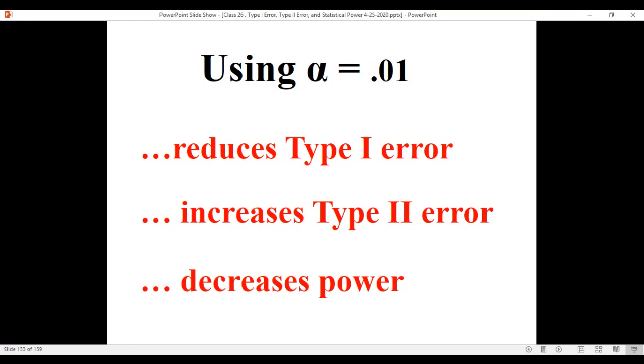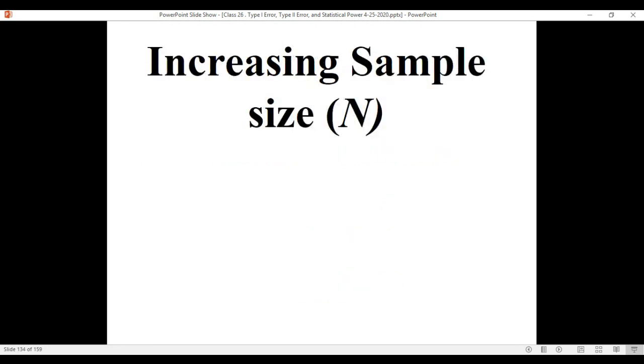Now, a few minutes ago, I said there's a way to keep both type 1 and type 2 errors small and get lots of power. As it happens, there's a fairly easy way to do this. You do it by increasing the size of the samples in the study. That is, the researcher needs to collect samples with more people in them.